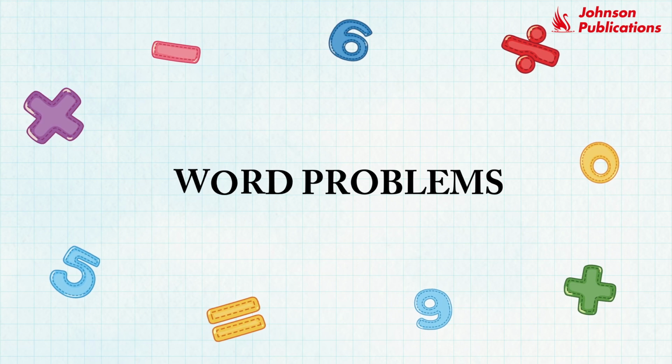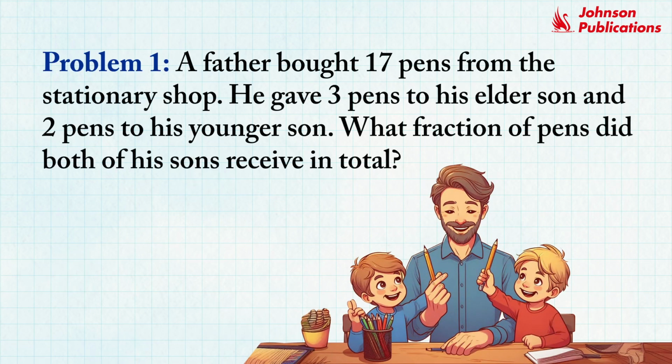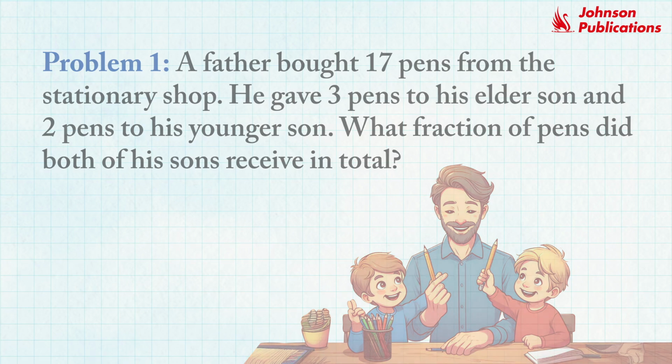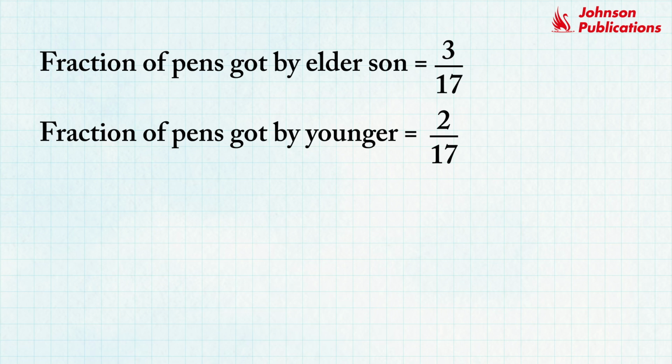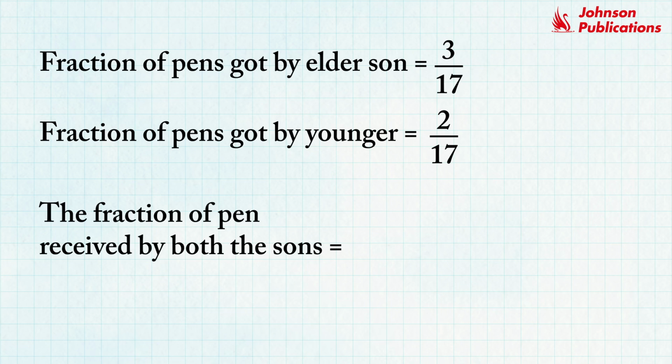Word problems. Problem 1. A father bought 17 pens from the stationery shop. He gave 3 pens to his elder son and 2 pens to his younger son. What fraction of pens did both of his sons receive in total? Fraction of pens got by elder son equals 3 by 17. Fraction of pens got by the younger son equals 2 by 17. The fraction of pen received by both the sons equals 3 by 17 plus 2 by 17 equals to 5 by 17.